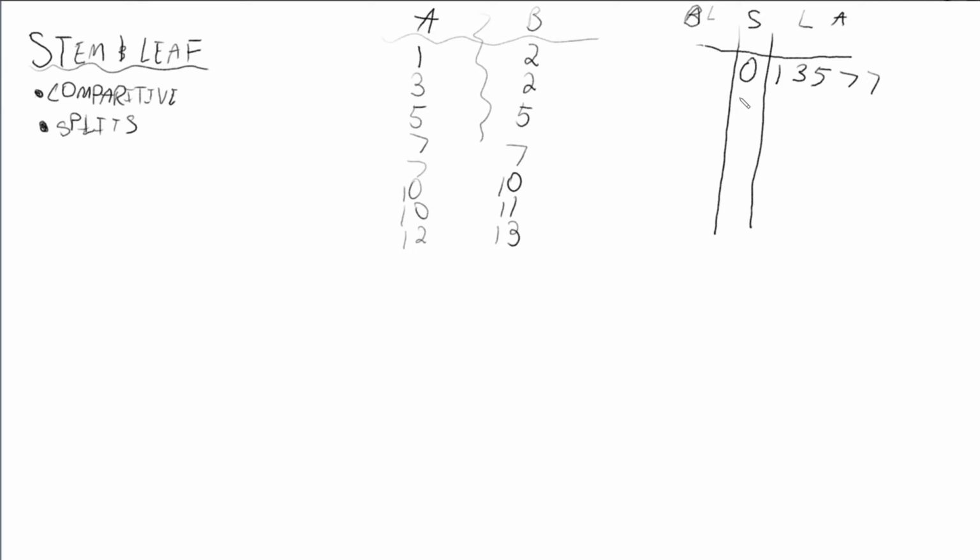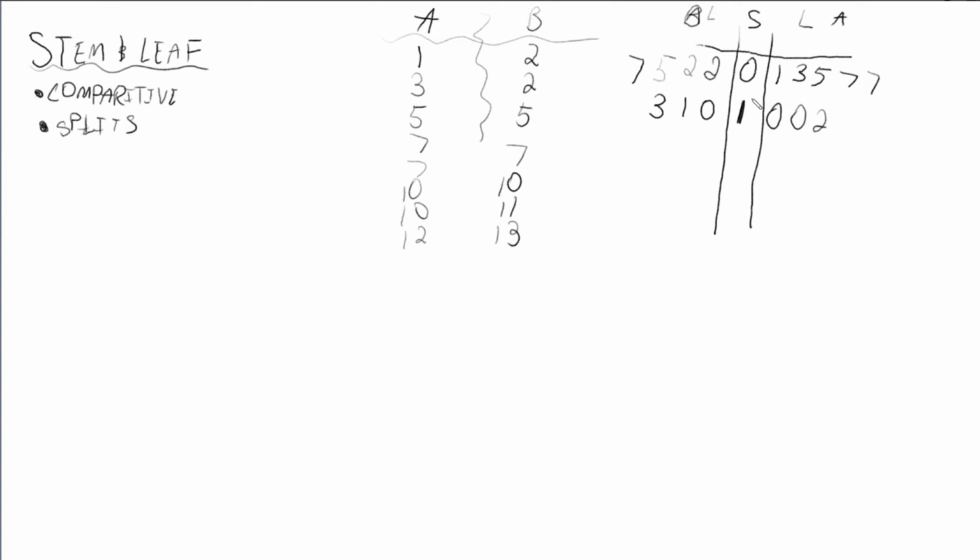Now this is a relatively simple data set, because there's only 2 in question, so our stem for the next one's going to be 1, because these all begin with in the tens. So we're going to do 0, 0, 2. Now on the other side, we're going to do the same thing but for B. So we're going to have 2, 2, 5, 7, and then 0, 1, 3.